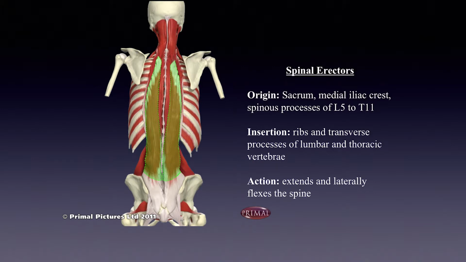Spinal erectors. Spinal erectors, for our purpose today, we're looking at where they originate from the sacrum and the medial iliac crest, as well as the spinous processes, L5 to T1, T11, and those are going to go up and insert into the ribs and transverse processes of lumbar and thoracic vertebra. The action is to extend and laterally flex the spine.